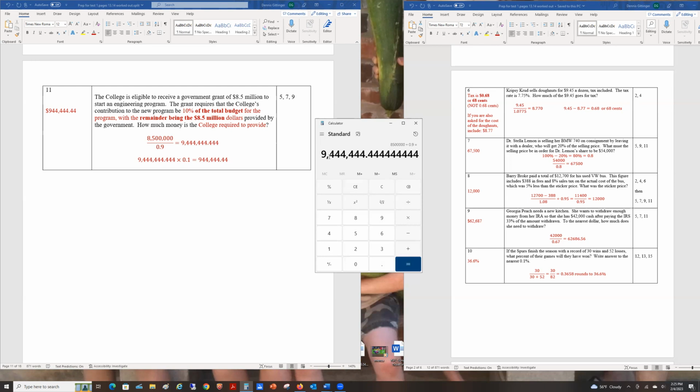Now you can do one of two things. You can either subtract 8.5 million, which will give you the same answer as multiplying by the college's share, which is 10%, that's 0.1, and there it is. Now it doesn't say to round it off to the nearest anything, therefore you round it off to the nearest penny, and that means the second place is where that 4 is. It would only go up to a 5 if the digit to the right of it is 5 or more, but it's not. And that's why that's the answer.